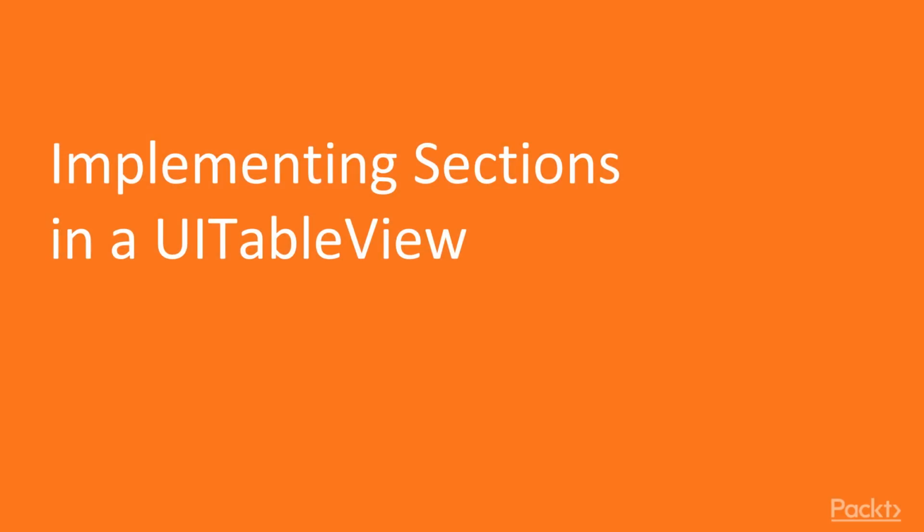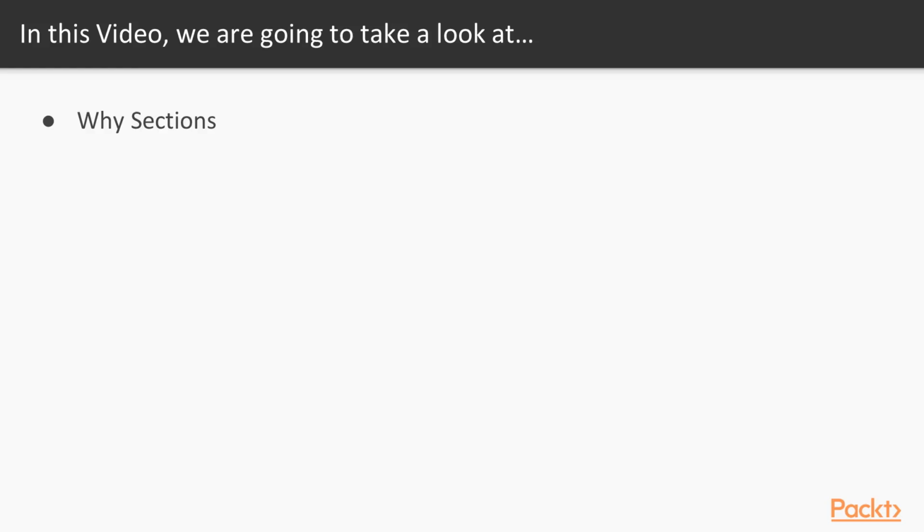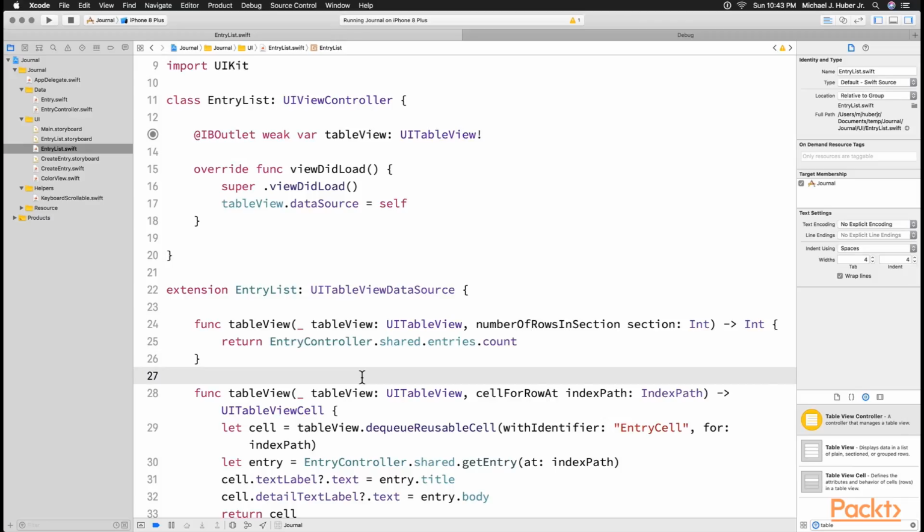Welcome back. In this video, we will implement sections in our UITableView. We will discuss why we want to use sections and how our tags will represent our sections based off of our entries. In order to be able to use sections in our table view, we have to first make some changes to our entry controller.